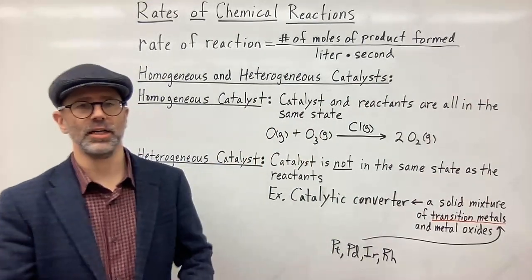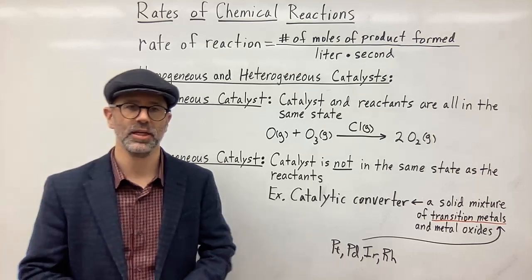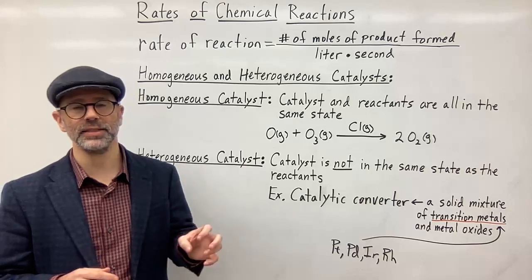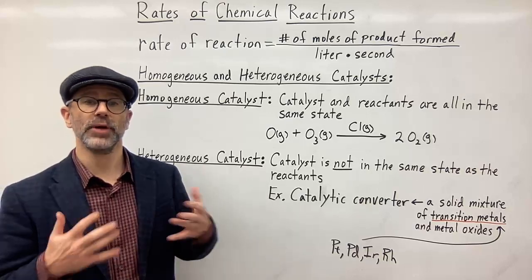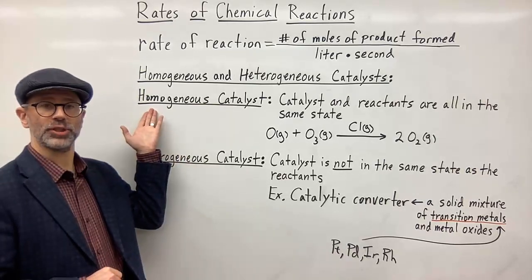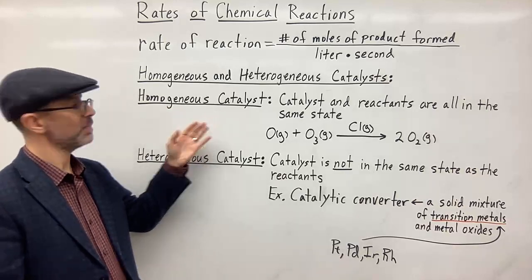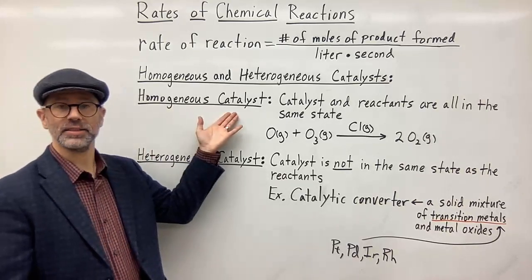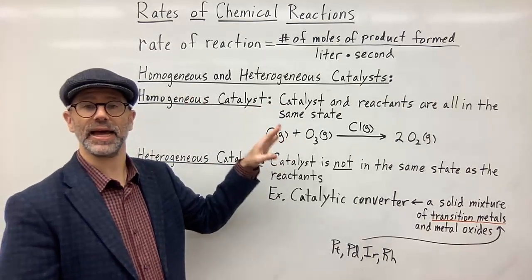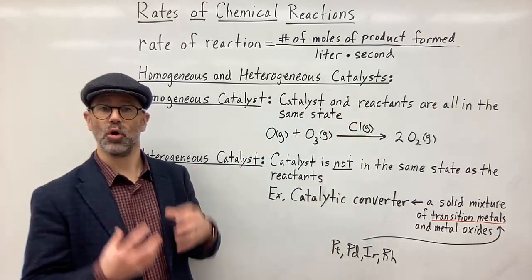Okay, finally, let's talk about homogeneous catalysts versus heterogeneous catalysts. So the difference between these two catalysts is whether or not the catalyst is in the same state as the reactants. So for a homogeneous catalyst, if we remember, homo means same, geneous means kind, so same kind. So a homogeneous catalyst is a catalyst that is in the same state as the reactant. So the catalyst and the reactants are in the same state, so homogeneous.